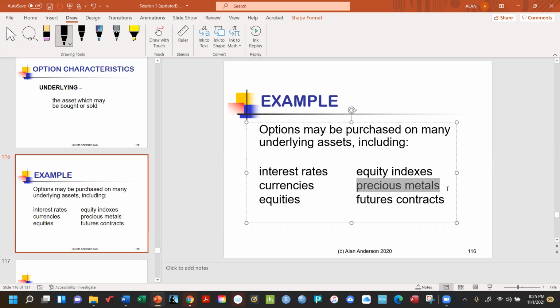Of course, precious metals. Now, here's an interesting twist. You can buy an option, but the underlying security is itself a futures contract. So in other words, what you're paying for is the right to enter into that contract with a specific price. Okay, I might, for example, have the right to enter into a futures contract on gold with a price of $1,500 an ounce. So these are often known as futures options, okay? An option on a futures contract is called a futures option.